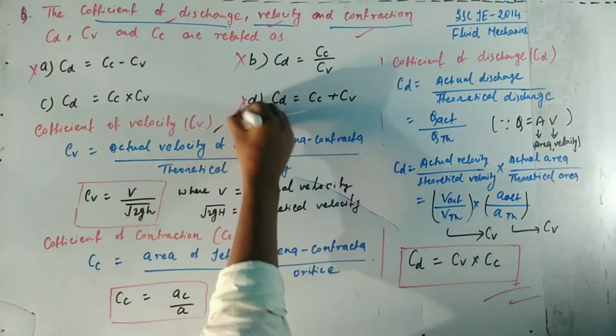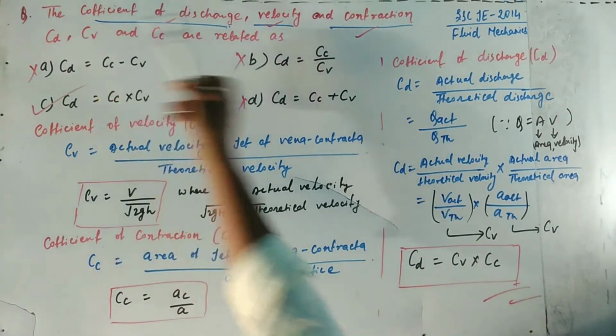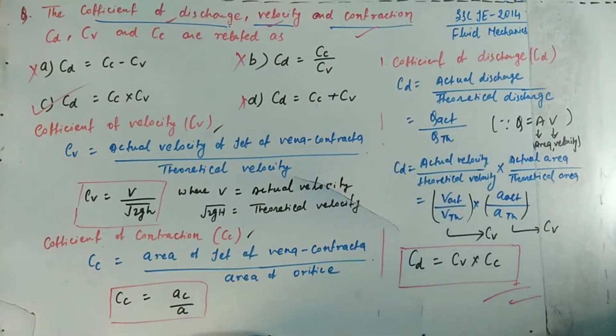That is, coefficient of discharge equals coefficient of velocity into coefficient of contraction. So option C is correct: CD equals CC into CV. The coefficient of discharge, velocity and contraction, that is CD, CV and CC, are related as answer option C, CD equals CC into CV.